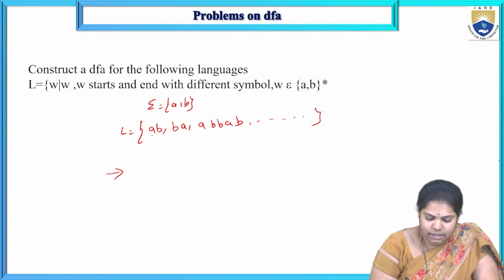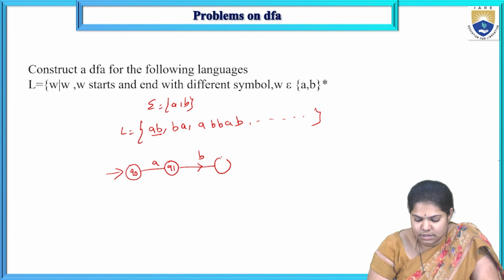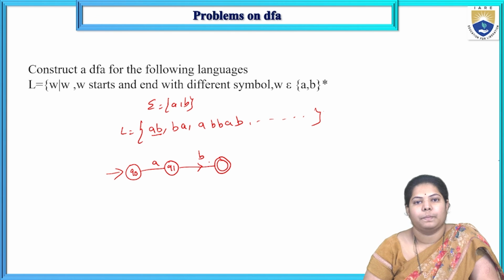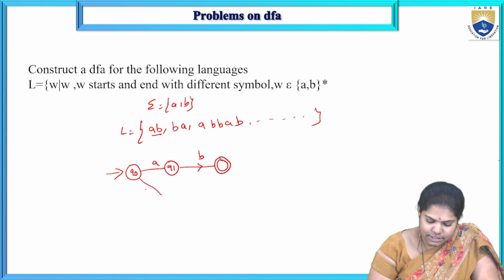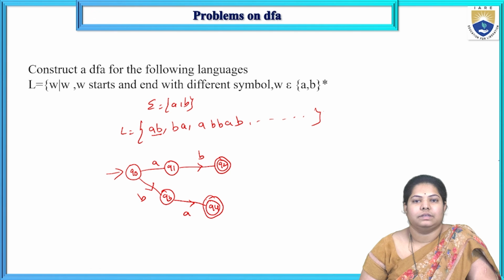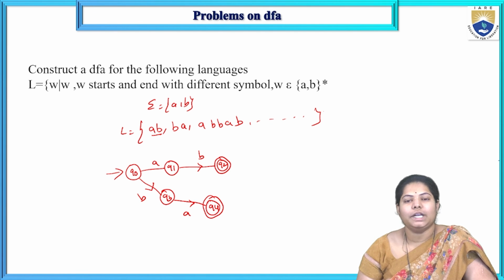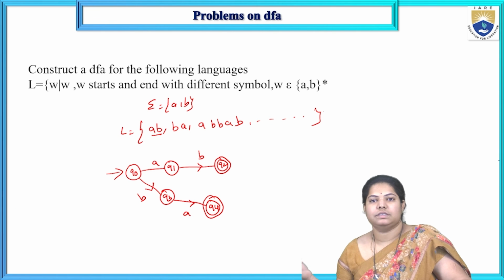So on taking the smallest string here, Q0 on A, it reaches the Q1. Q1 on B, it reaches the final state. In the same way, if I start with the B and reach the Q3, and on seeing A, I reach the Q4, and the Q4 will be a final state. Here we have accepted only 2 length strings. What about 3 length string, 4 length string, 5 length string, and so on?